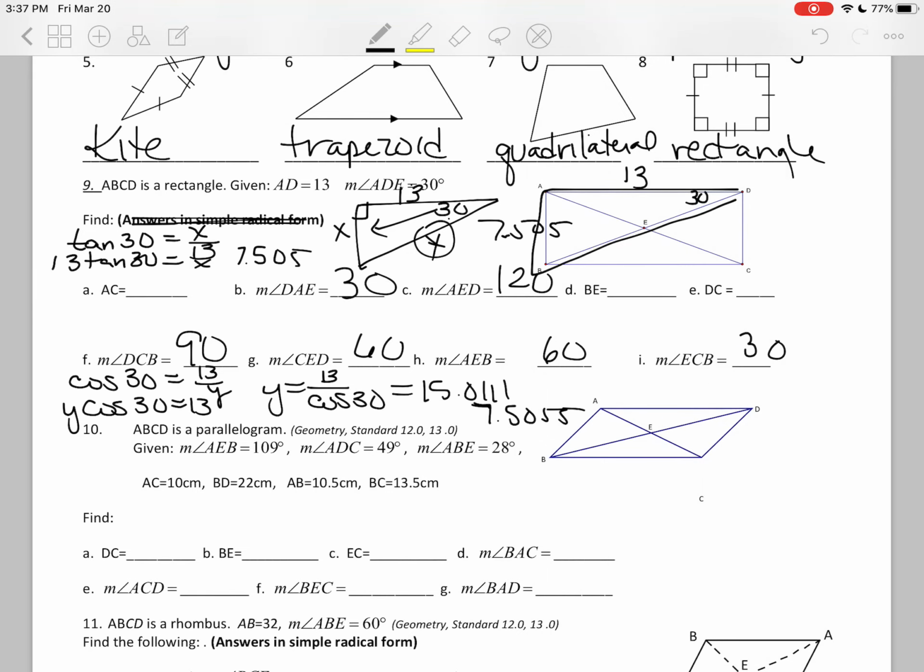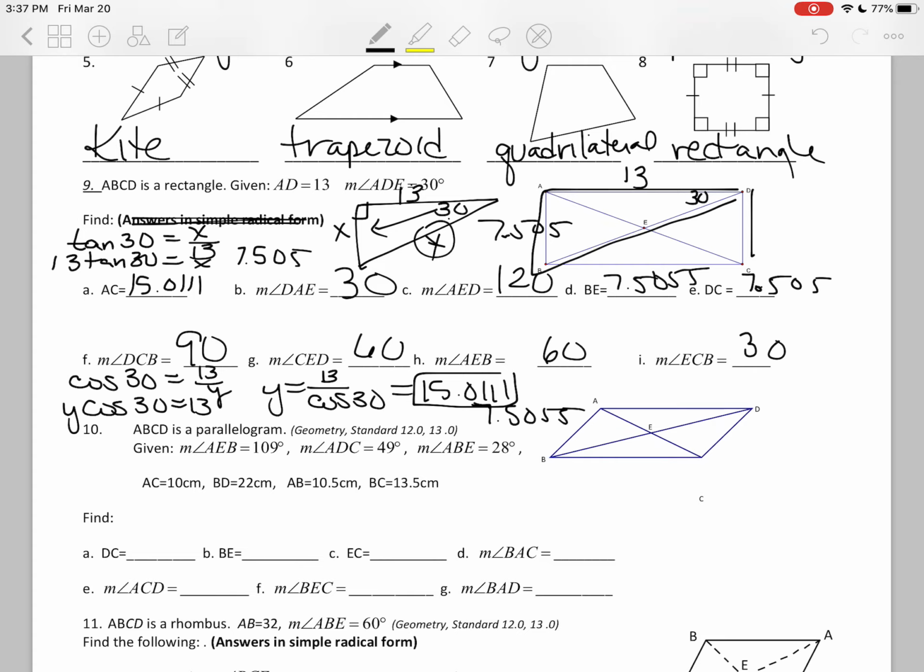Okay, so I can now push my calculator away. So A to C is a diagonal. Well, I know the whole diagonal is the 15, so I'm going to put 15.0111. B to E is half a diagonal. Well, that was the 7.5055. And D to C is this side, which is the same as the opposite side.